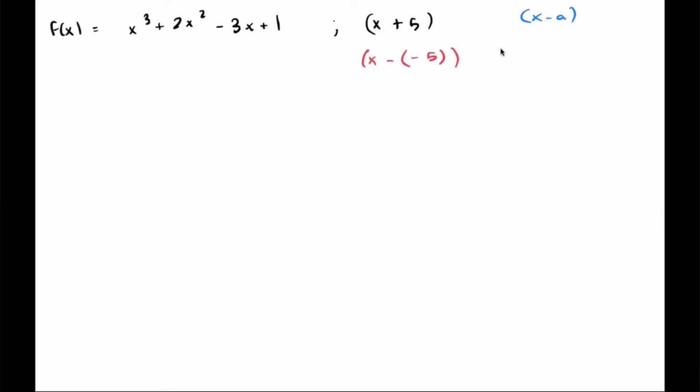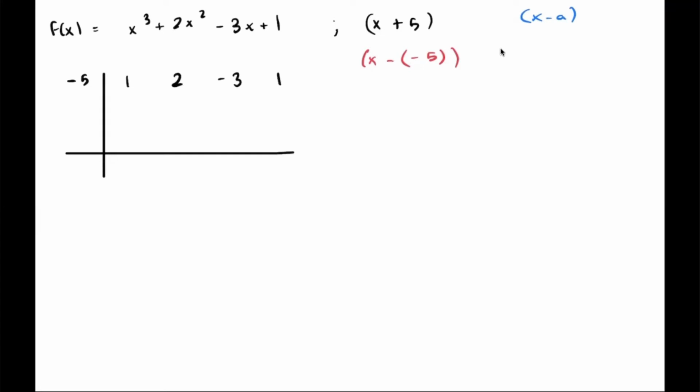So we will use this table. Write a in the left corner, so it is negative 5. Then we will write the coefficients of the terms. So here for the first term, x to the power of 3, it is 1. Then here 2, then negative 3, then 1.